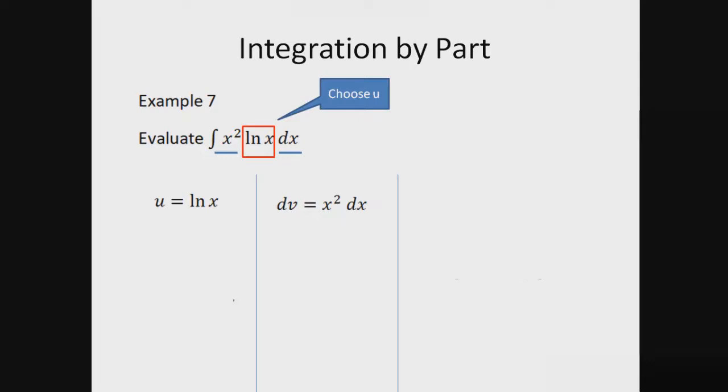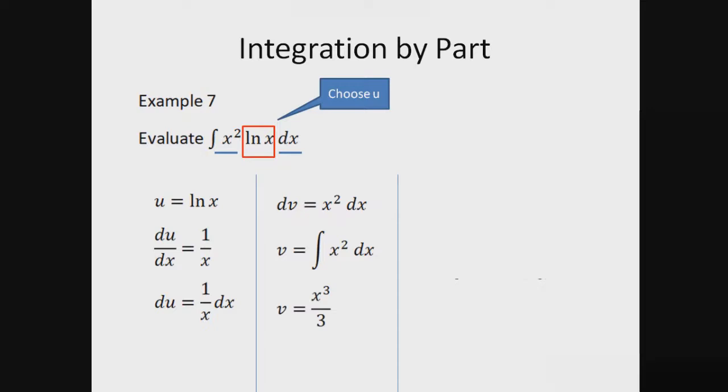As u is equal to ln x, we differentiate with respect to x, and we get 1 over x. Rearranging, we get du is equal to 1 over x dx. Now, move to dv is equal to x squared dx. For this part, we have to integrate dv. When we integrate dv, we simply get v, and the other part is the integral of x squared dx. So on the right hand side we solve the integral, and we get v is equal to x cubed over 3.